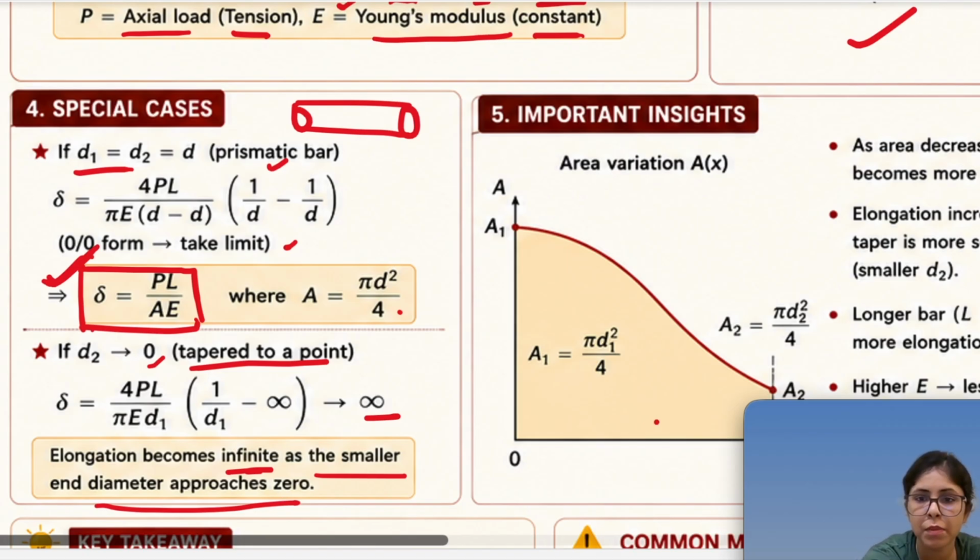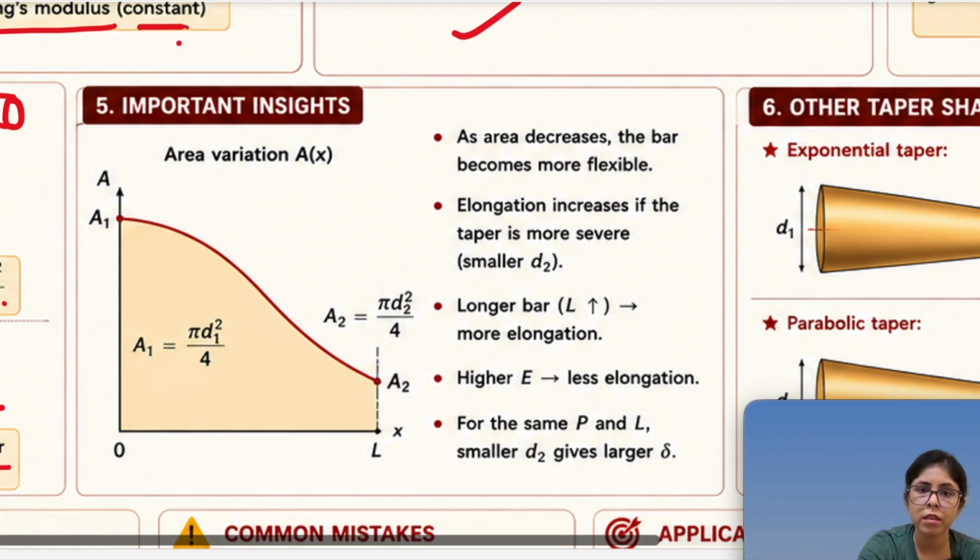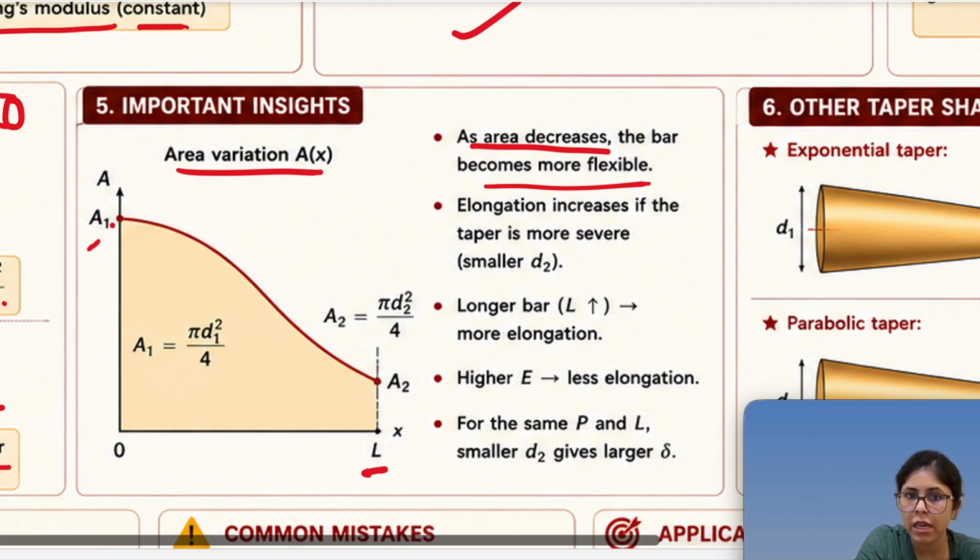Now we have some important insights. If we see the area variation with the length, as area decreases, the bar becomes more flexible. You see, as length is increasing, the area is decreasing. So the first insight is that as the area decreases, the bar becomes more flexible. Now elongation increases if the taper is more severe, like smaller d2. That's what we discussed in case 2. If the diameter becomes very small, the elongation will increase.